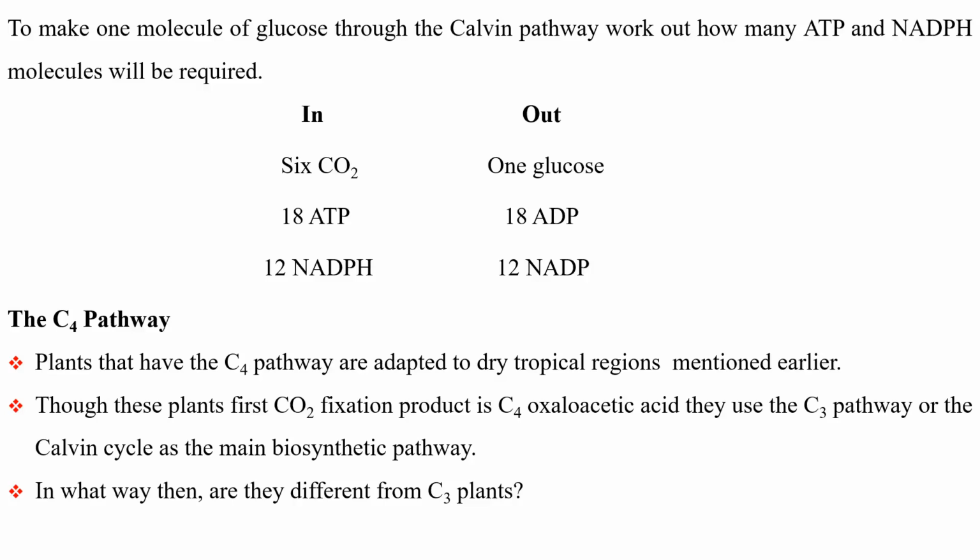To make 1 molecule of glucose through the Calvin pathway, work out how many ATP and NADPH molecules are required. C4 pathway. Plants that have the C4 pathway are adapted to the dry tropical regions mentioned earlier. Though these plants' first carbon dioxide fixation product is C4 oxaloacetic acid, they use the C3 pathway or the Calvin cycle as the main biosynthetic pathway. In what way then are they different from C3 plants?